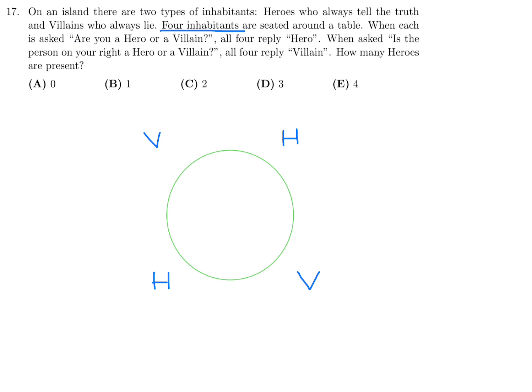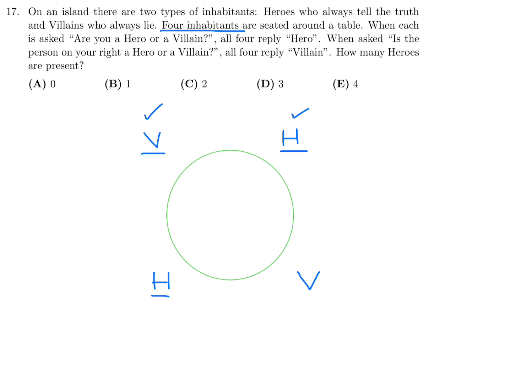Now let's get to the second question, which is the person on your right a hero or a villain? And all 4 reply villain. Let's see if that matches. When you ask this hero that question, he will reply villain. And he tells the truth, and that is the truth. When you ask this villain that question, he replies villain, which is not true, it's a lie, and that is consistent with being a villain.